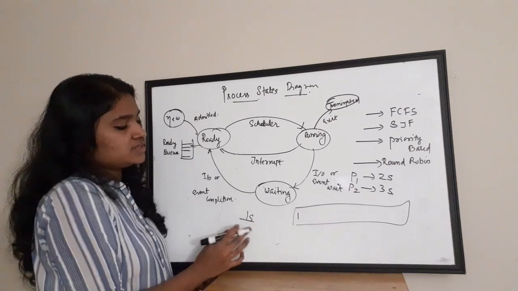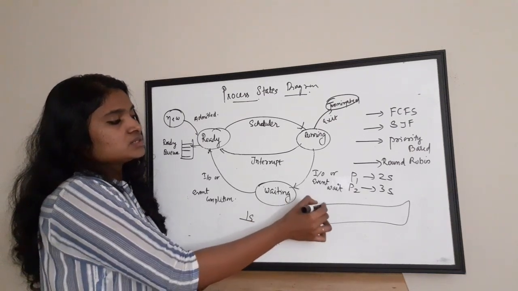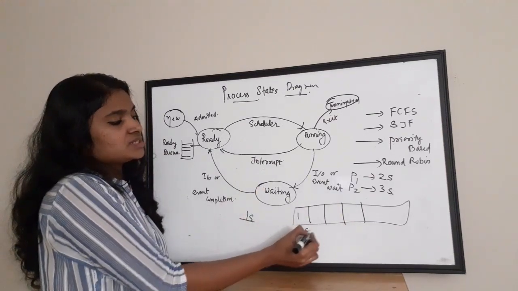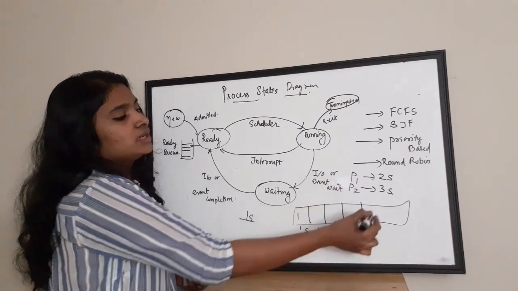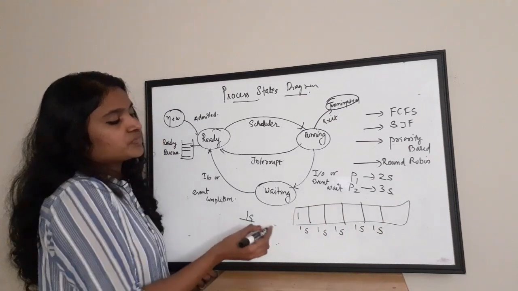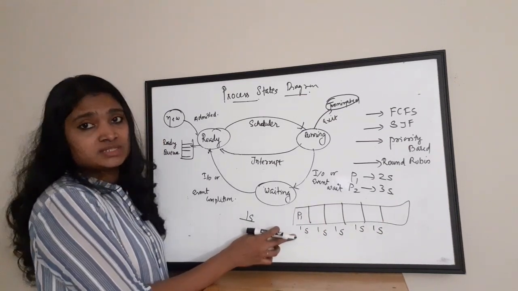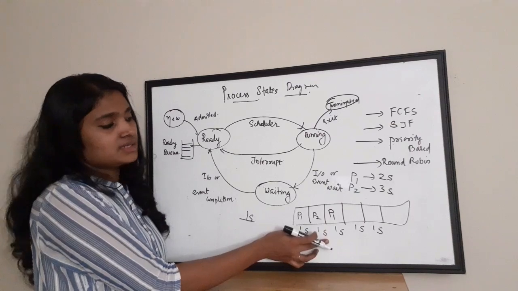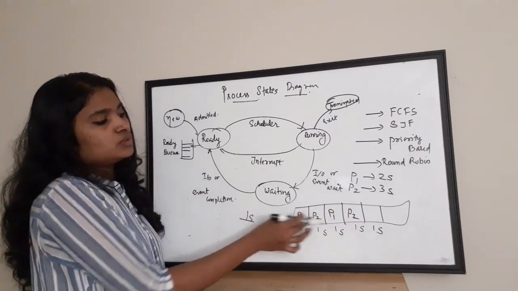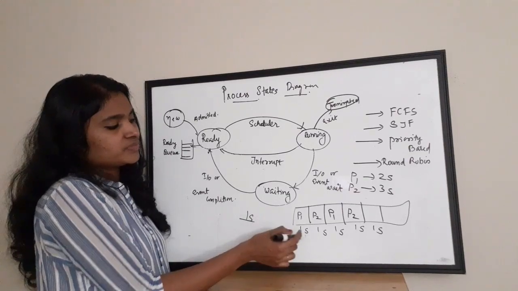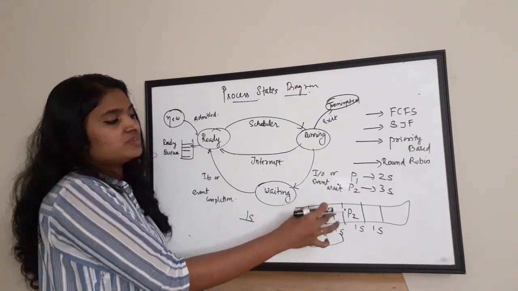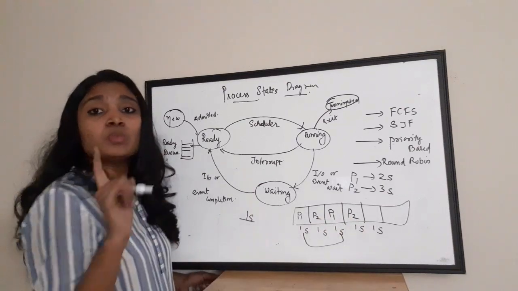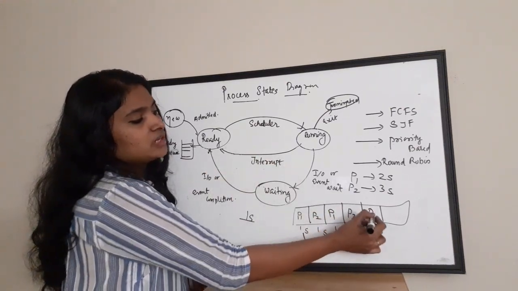Here the time slot is 1 second. So I'm going to divide the total execution time into slots of 1 second each. This is 1 second, this is 1 second, again 1 second, likewise. Now first I take P1, it will execute for 1 second, then P2 will execute for 1 second. Again, P1 will come and execute for 1 second, then P2 will execute for 1 second. Now the execution of P1 is complete, since 1 plus 1 is 2. P2 has completed 2 seconds and 1 more second is left. So after P2, again P2 will come.